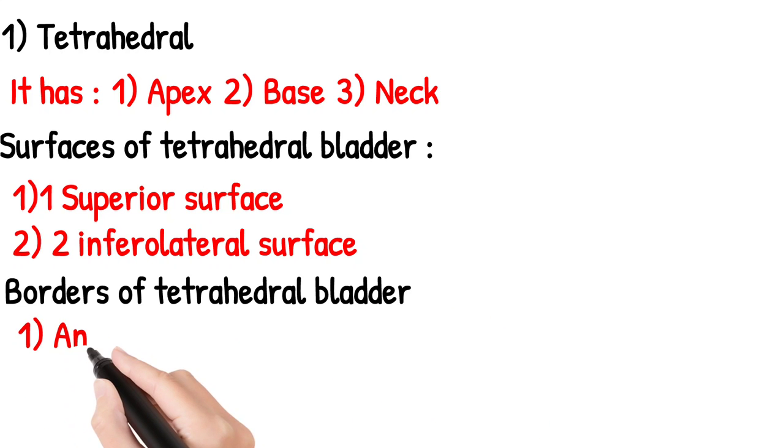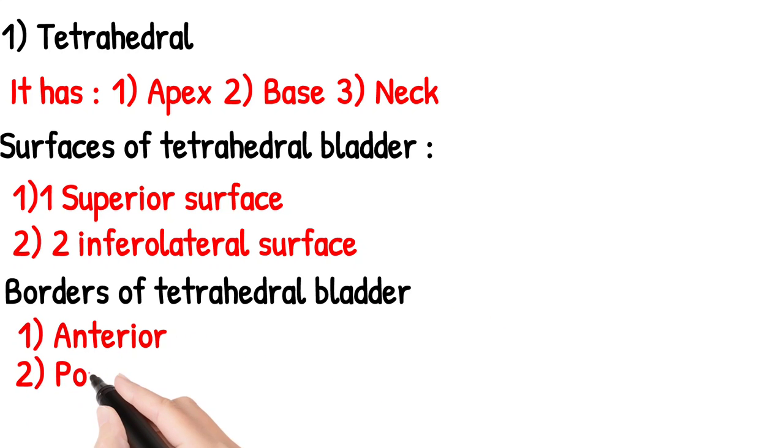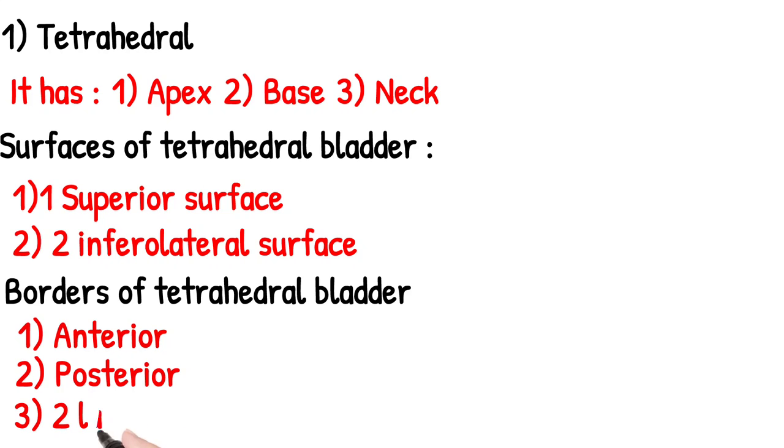The tetrahedral shape of the urinary bladder basically has three parts: an apex which points upwards and forwards, that is anteriorly, and a base which is present posteriorly. This base is a flat surface and the apex is like an apex. So it is basically a triangle. The apex points forwards, the base points backwards, and the neck is present inferiorly.